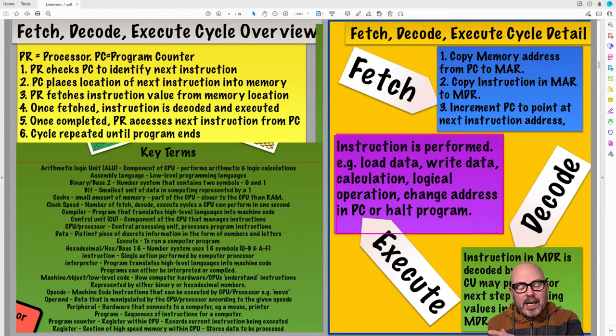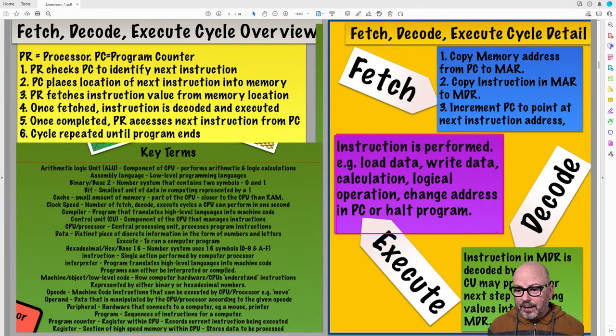Instructions performed. Yeah, so the next address may be changed in the PC. So it might go and do something different as a result of this particular instruction, or it might halt the program. Now, I know that's a heck of a mouthful, but that gives you a flavor. And it's nice to have a sort of half a page ready reckoner of what actually happens during the fetch, decode, execute cycle.